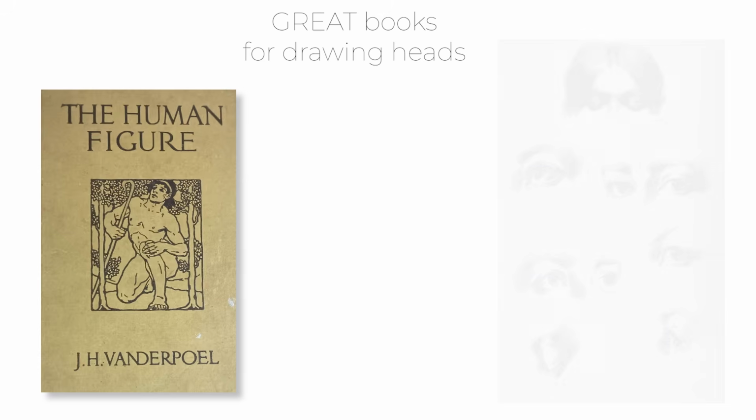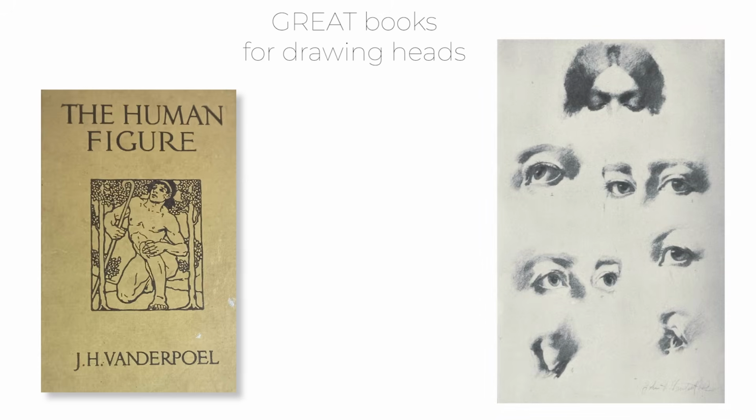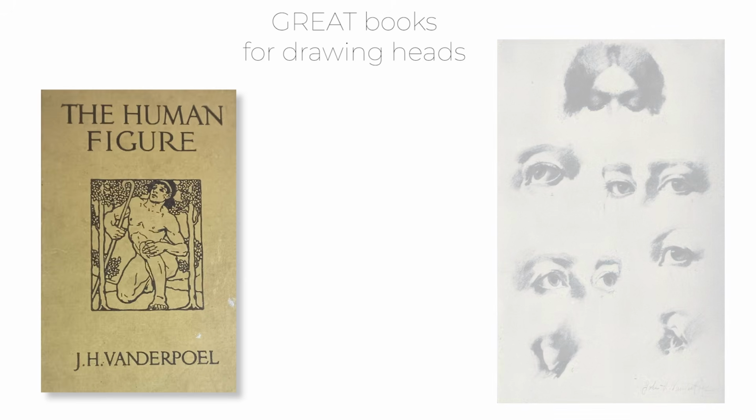As a way of wrapping this up, I thought I would just talk really quickly about a couple of books that I think are must-haves. The first one is The Human Figure by John H. Vanderpoel, and this is a must-have. For features, what I did and what a lot of people have done is just look at these pages and copy them. All the information is there and the book is quite inexpensive.